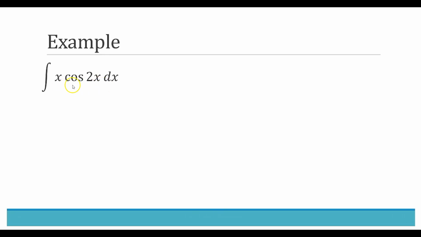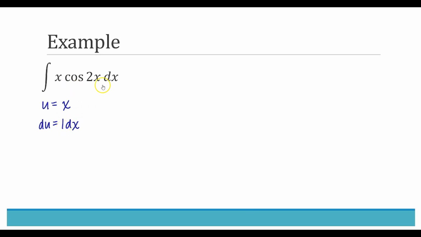So here in my product, I want to let u equal the function x. So x is a function that can be easily differentiated. So if u is x, then its derivative, du, is just 1 dx. So that's a nicer or simpler function than just x. I had a linear function, and now I have a constant function.